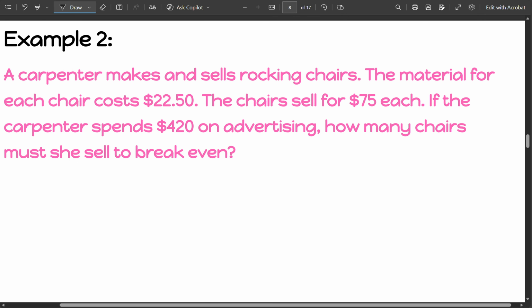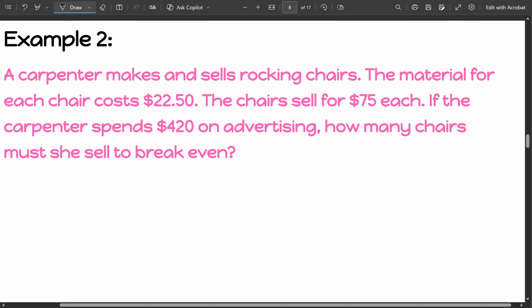All right, a carpenter makes and sells rocking chairs. The material for each chair costs $22.50. The chairs sell for $75 each. If the carpenter spends $420 on advertising, how many chairs must she sell to break even?